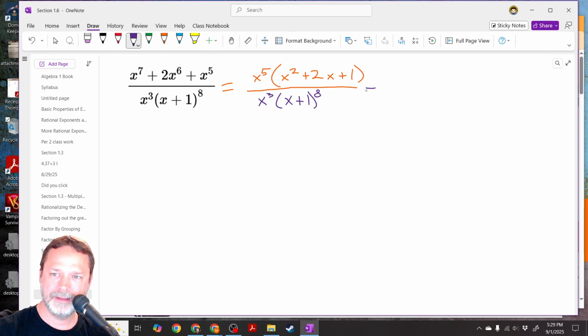Well, maybe I should say x with the multiplicity of 3. But anyway, let's go ahead. Can we factor this? We definitely can. I recognize the numerator here, x squared plus 2x plus 1 can be written as x plus 1 times x plus 1.